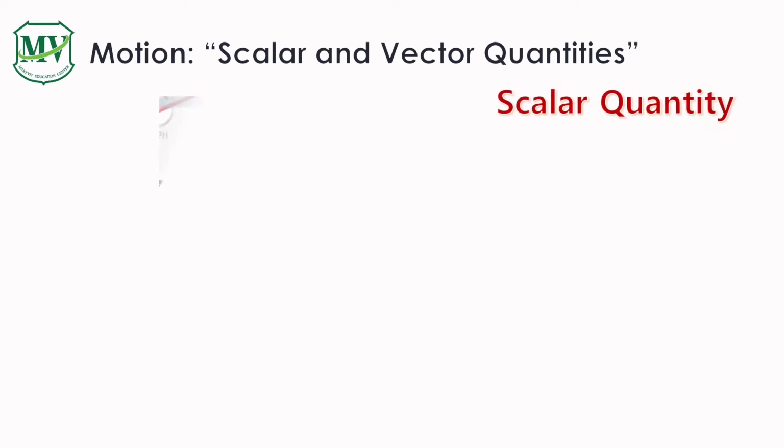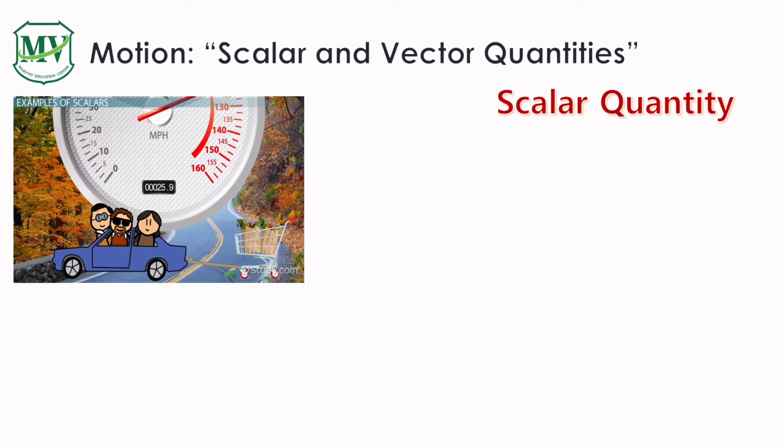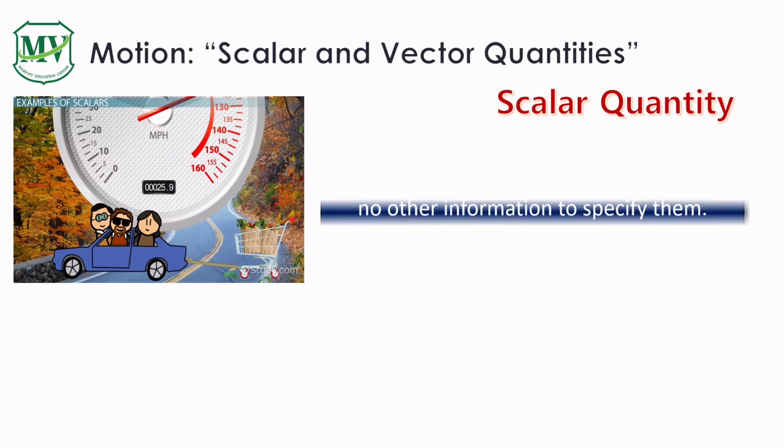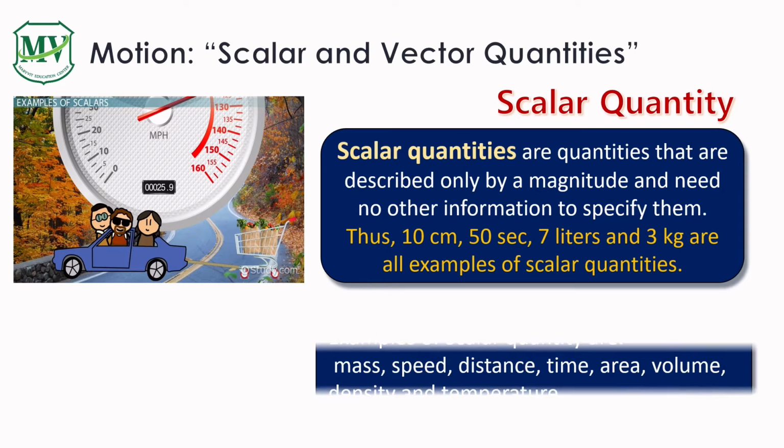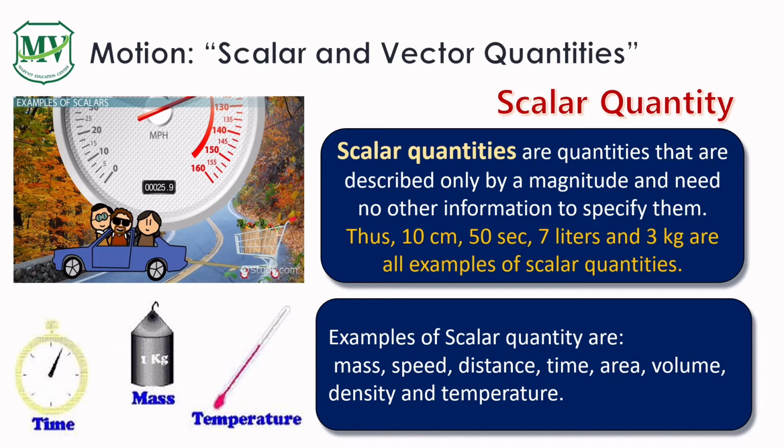A scalar quantity in physics is one that can be described by a single element of a number field such as a real number, often accompanied by units of measurement. A scalar is usually said to be a physical quantity that only has magnitude, such as size or length, but no particular direction. Examples of scalar quantities are speed, mass, distance, time, area, volume, density, and temperature.